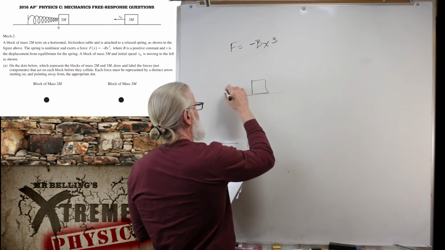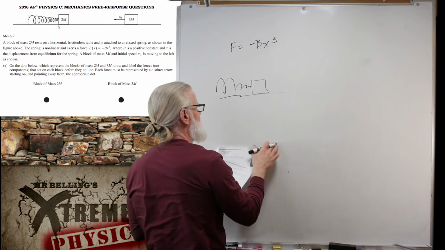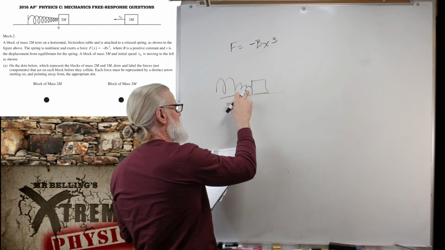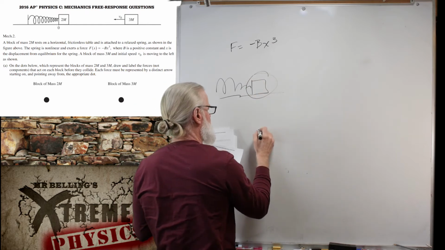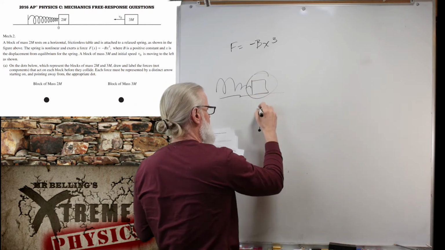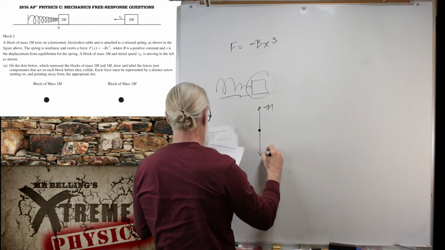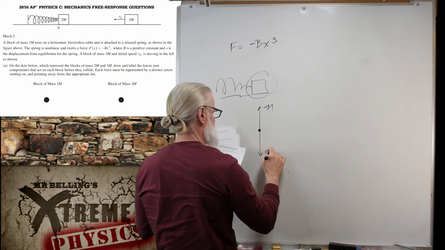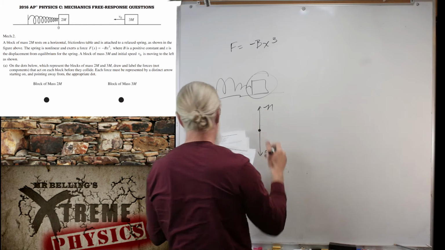we got M here, and it's got the spring attached to it, but it's at its equilibrium position. That means this thing's not applying a force either way. So the only things applying a force are the normal force up, and down we have the weight, 2mg down, and they should be equal to each other.